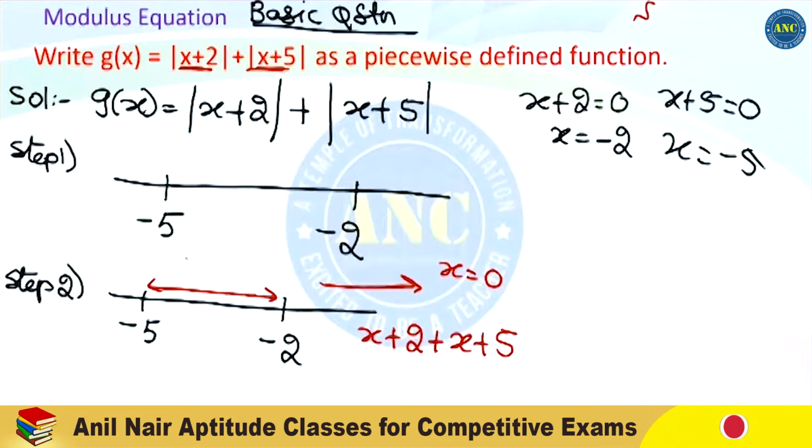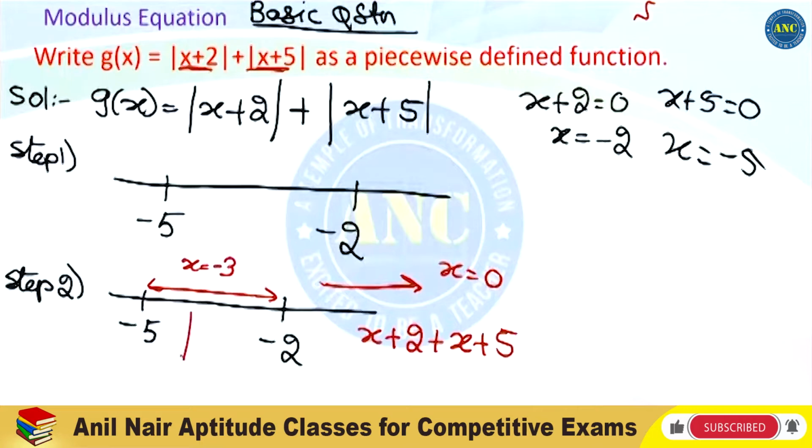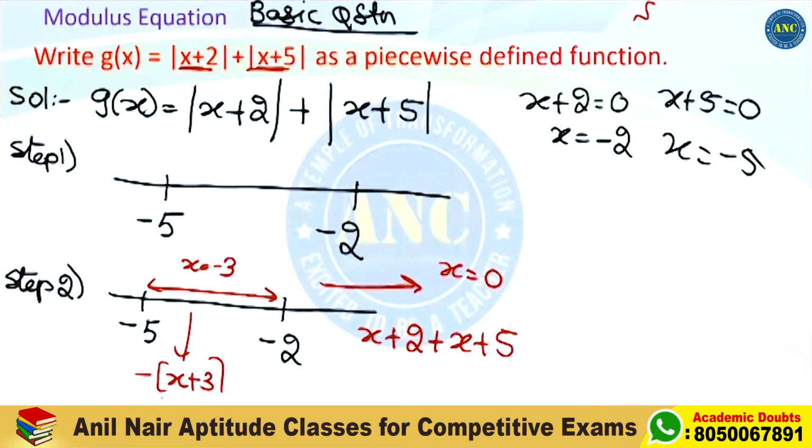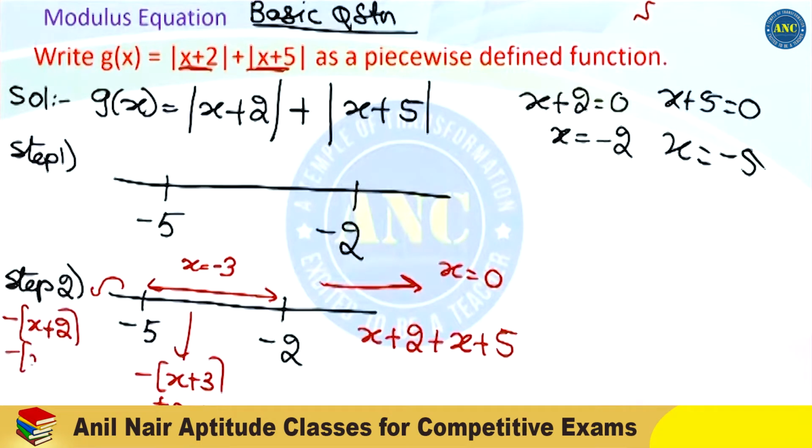Take a value between minus 5 and minus 2. x is minus 3. Minus 3 plus 2 is negative. Negative means minus of x plus 2. If you get a negative inside, it is minus. Minus 3 plus 5 is 2, which is positive. Positive means plus x plus 5. Left hand side of minus 5, take minus 7. Minus 7 plus 2 is negative, so minus of x plus 2. Minus 7 plus 5 is minus 2, so minus of x plus 5.